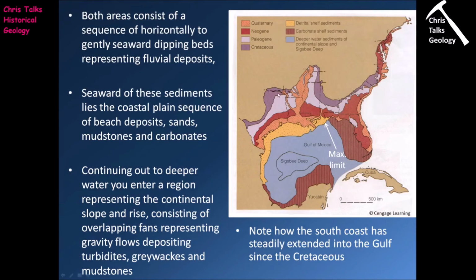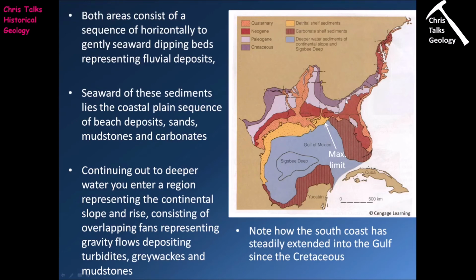Now, if we continue out into deeper water, especially in the Gulf of Mexico, we're going to enter a region which represents the continental slope. And at the bottom of the continental slope, obviously, we have the continental rise. And we know that the continental rise consists of overlapping fans which are produced by turbidite deposits. So we're going to see rocks like greywackes and mudstones.